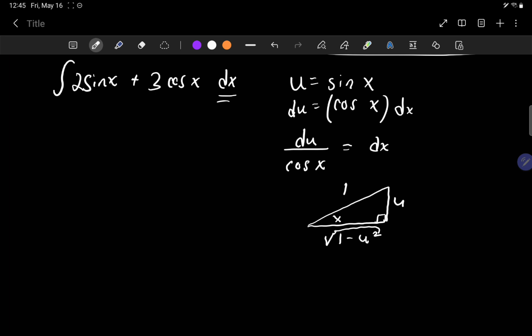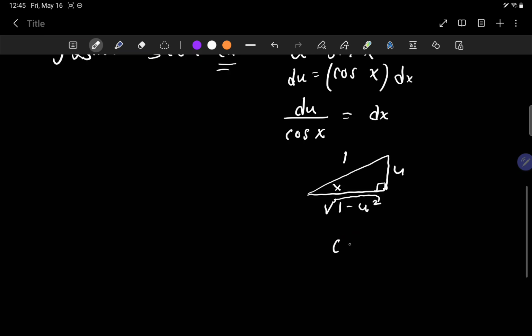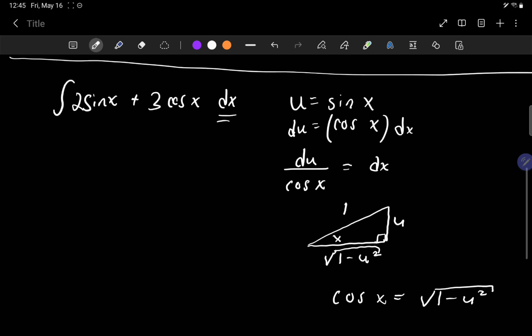And so then, since I need a replacement for cosine in terms of u, I would find my cosine substitution. So cosine of x is just going to be the radical part of that, radical side of that triangle. So now I've got a substitution for cosine. So I'm going to go back into my problem. So 2, and then sine is going to be u, because that was my substitution. And then we have 3 times, well, cosine is that radical.